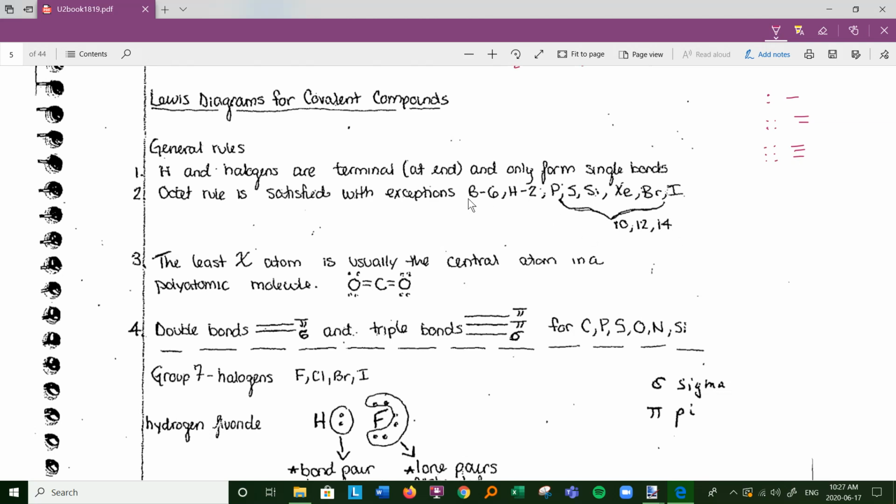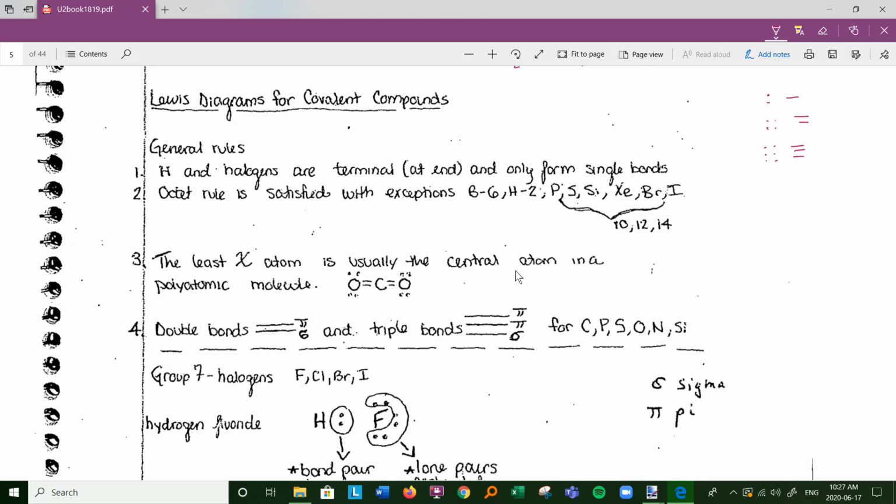Boron can have cases where it's just 6 electrons around it, not 8. And then you can have more than 8. We won't talk about that in this particular course. In the regular Chem 40S, the honors would. Sulfur, phosphorus, silicon, xenon, bromine, iodine, a few others, they can have more than 8, but we won't bother with that for now. We aren't going to have odd numbers of electrons. That's another weird exception. We won't talk about that.